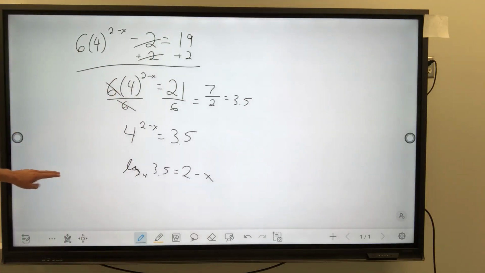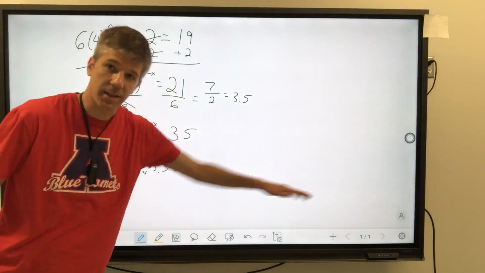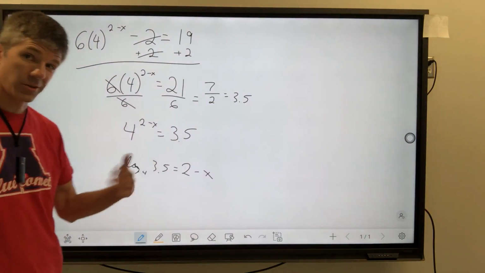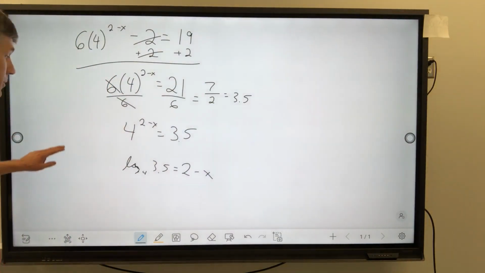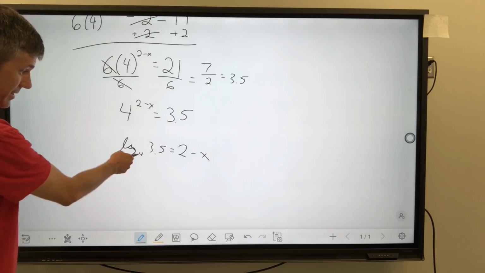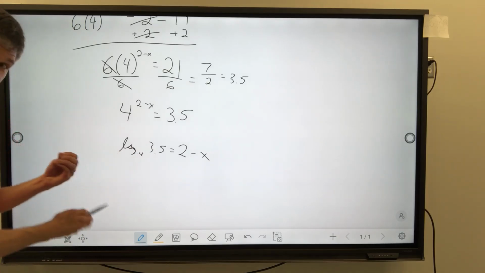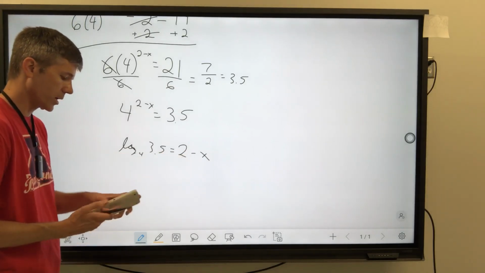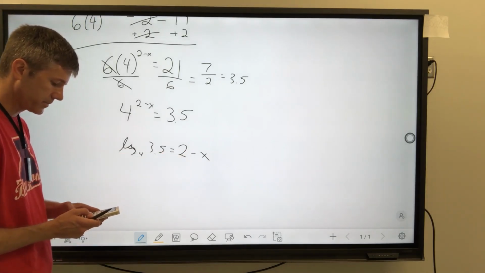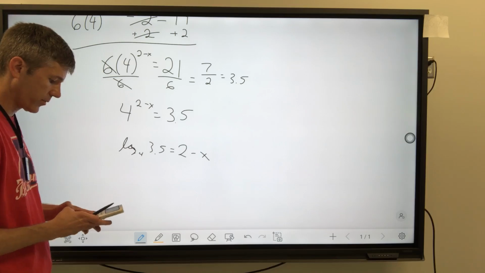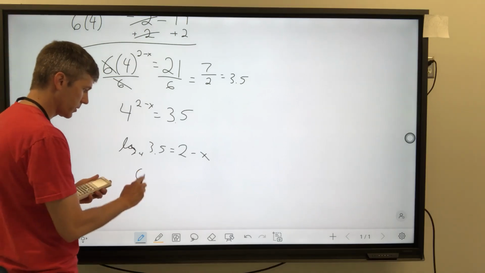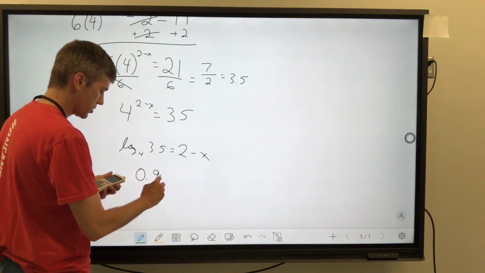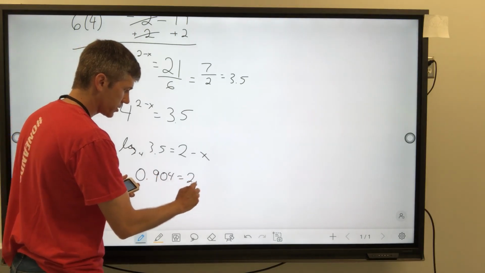All right, I want to find out what this is. Now, we could go through the whole process again, but I'll go ahead and tell you that this is between 0 and 1. Because this number is less than 4, the exponent, which would be this, would be between 0 and 1. So we're going to type it in the calculator. Log base 4 of 3.5. Haha, I told you it was between 0 and 1. 0.904. That's equal to 2 minus x.